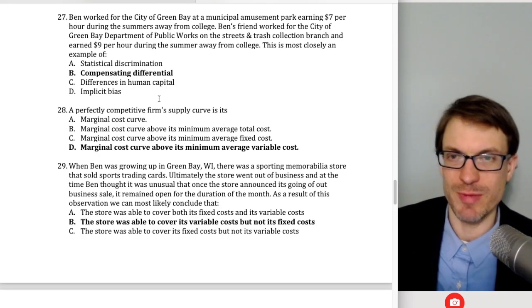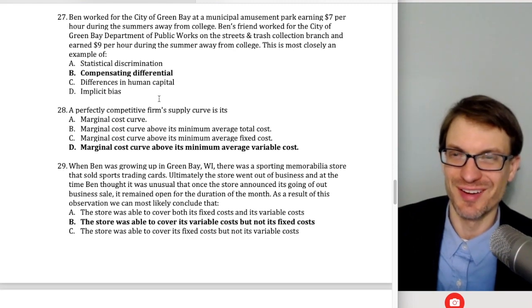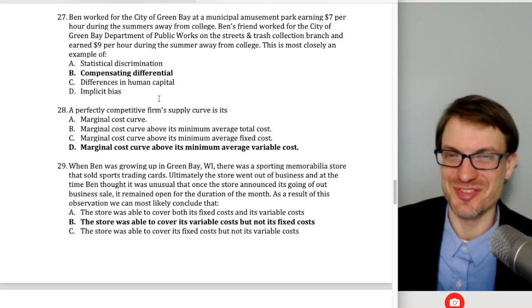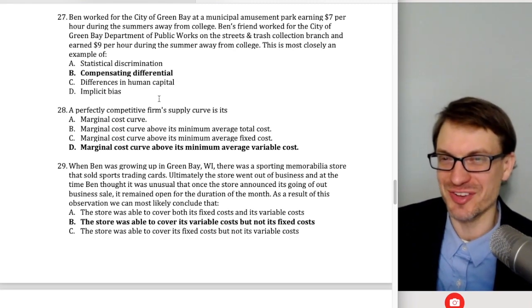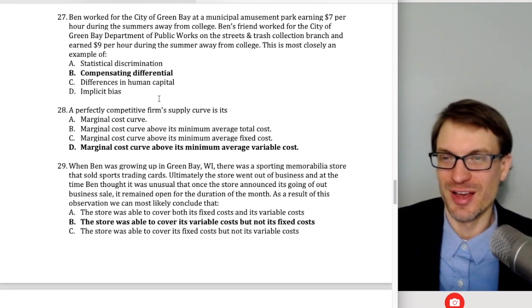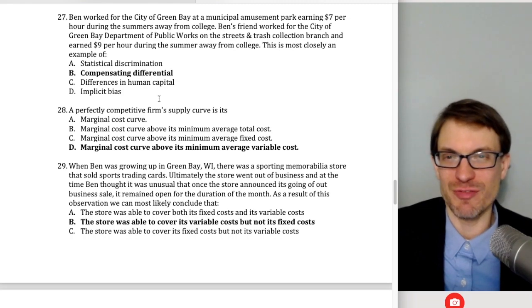Worked for the city of Green Bay at Municipal Amusement Park, earning $7 an hour during the summers away from college. My friends worked for City of Green Bay Department of Public Works on the streets and trash collection branch and earned $9 per hour during the summer away from college. What's this an example of? Compensating differential. So compensating differential is the idea.